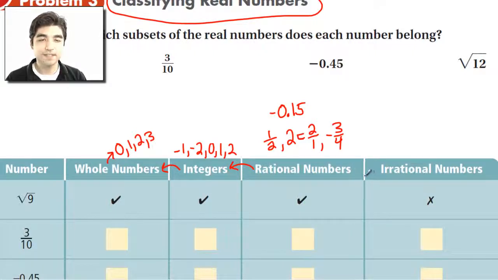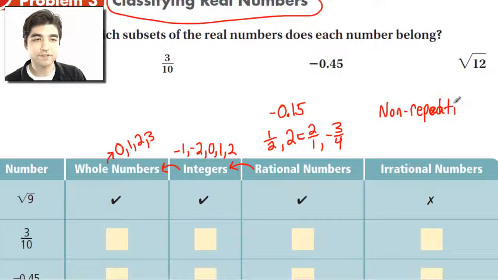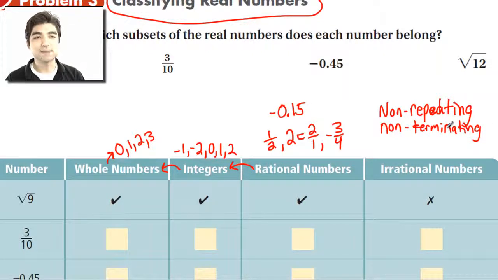Irrational numbers is a different thing altogether. It's not rational numbers, it's not integers, and it's not whole numbers. Irrational numbers are numbers that are decimals that don't repeat and that don't end. So these are non-repeating. Whoops, I spelled repeating wrong. Non-repeating, keywords, non-repeating, non-terminating. That's a cool word, terminate. That means that the decimal never ends.